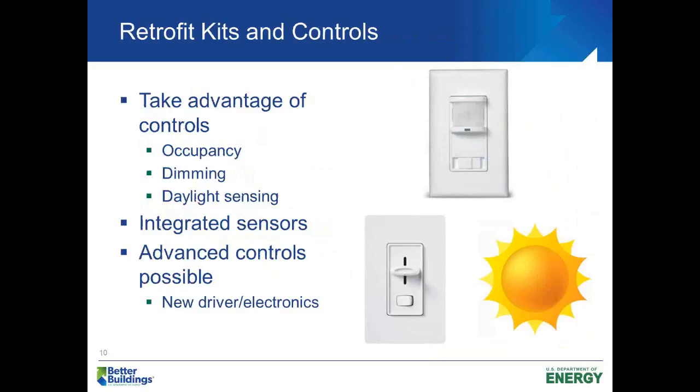As noted, retrofit kits can enable you to take advantage of control techniques that can lead to additional energy savings. These can include occupancy and daylight sensing, as well as dimming. Sensors may be integrated into the retrofit kit, saving money by reducing the need for wiring and facilitating their application. Advanced controls are also possible due to the fact that new drivers and electronics are being installed with the retrofit kit, such as visible light communication, among others.